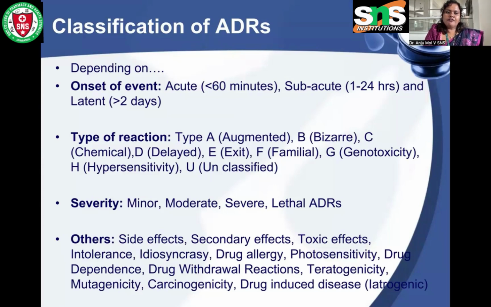And in case of types of reaction, that can be classified into type A, B, C, D, E, F, G, H, and U. What is type A? That is also known as augmented. B is for bizarre, C is for chemical, D is for delayed, E is for exit, F is for familial, G is for genotoxicity, H is for hypersensitivity and U is for unclassified.